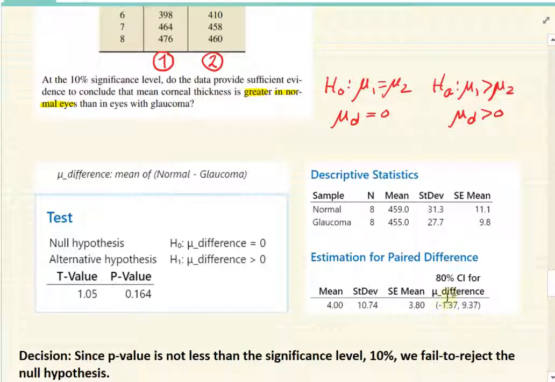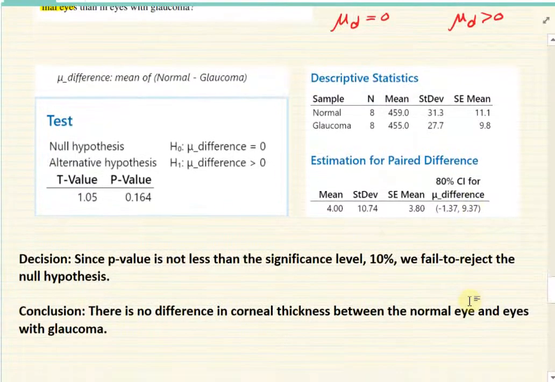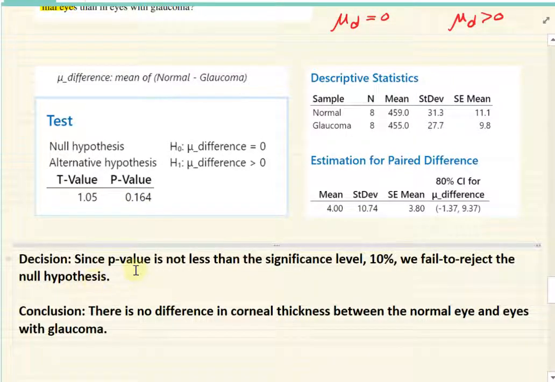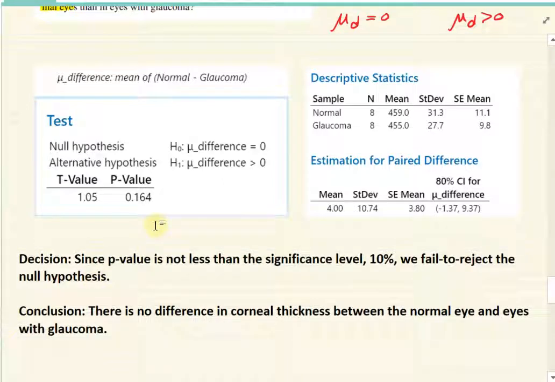So that means the actual negative means thicker corneal thickness in the eye with glaucoma. So the average difference could be in the favor of eye with glaucoma all the way to the other side, in favor of the normal eye. And 0 is in there. That means no difference. So what is our decision and conclusion? Our p-value is not less than 10%. So we're not going to reject the null hypothesis. And there is no difference in corneal thickness between the normal eye and the eyes with glaucoma.